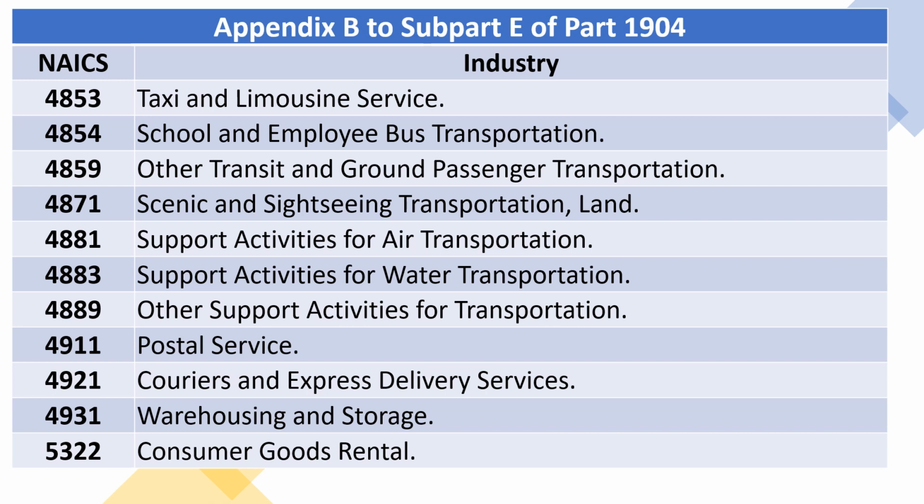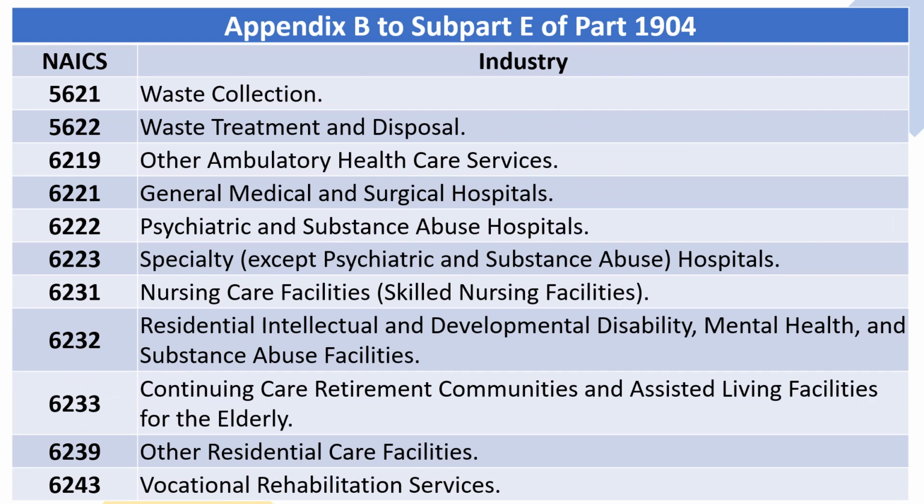4881. Support activities for air transportation. 4883. Support activities for water transportation. 4889. Other support activities for transportation. 4911. Postal service. 4921. Couriers and express delivery services. 4931. Warehousing and storage. 5322. Consumer goods rental. 5621. Waste collection. 5622. Waste treatment and disposal.